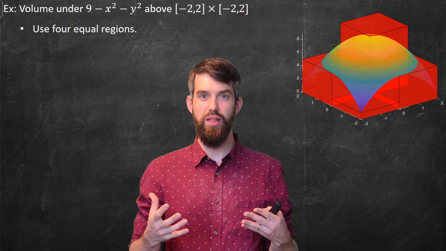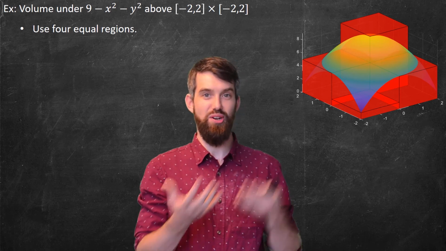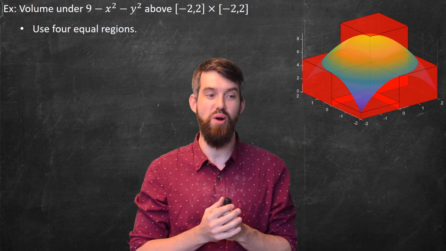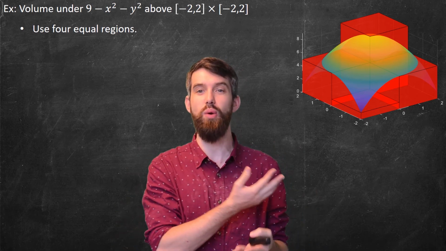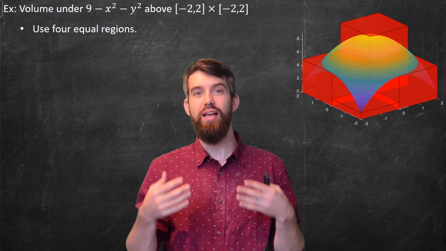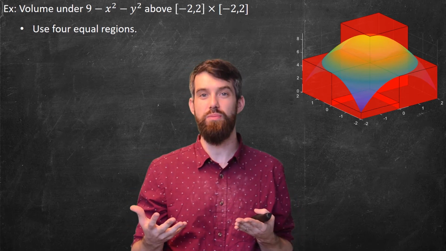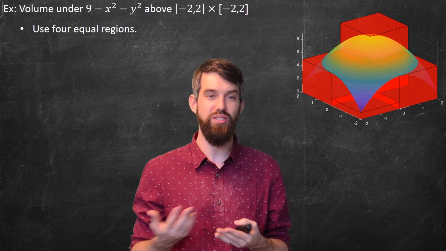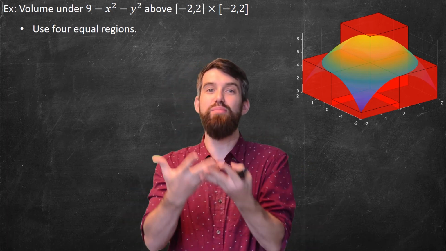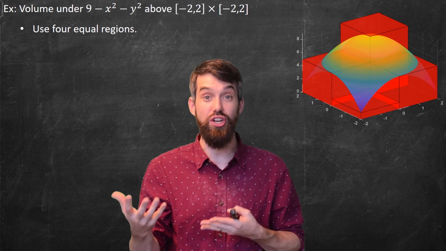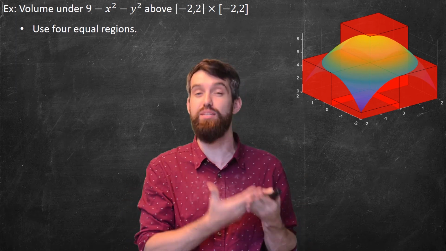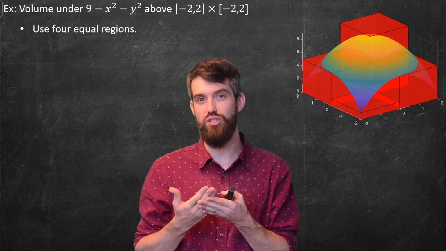Let's see an example. The first thing I want to do is consider the same function that I've been talking about, 9 minus x squared minus y squared, and on the same region that I plotted here. So the x is between minus 2 and 2, and the y is between minus 2 and 2. The way I represent this is using one interval times another interval. That's my notation for talking about a region that bounds the x and the y.